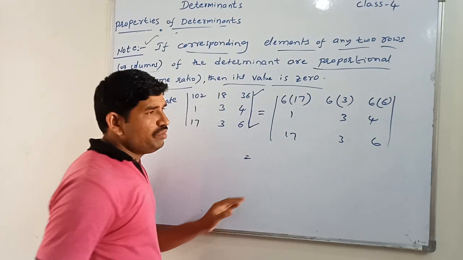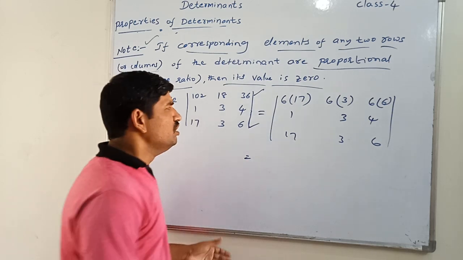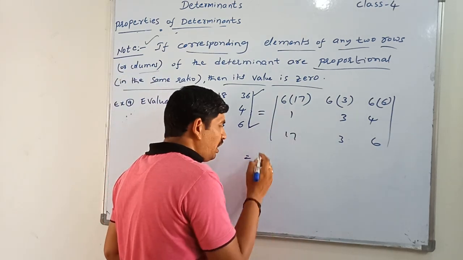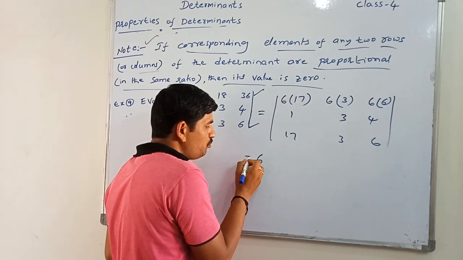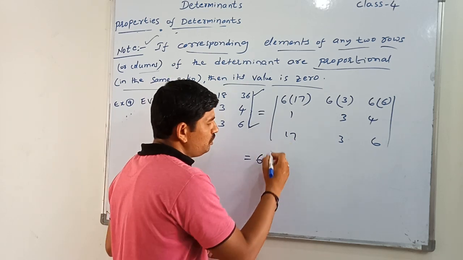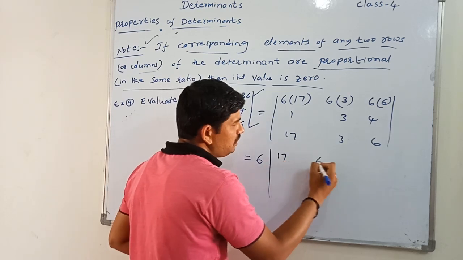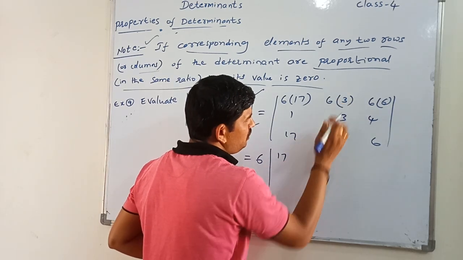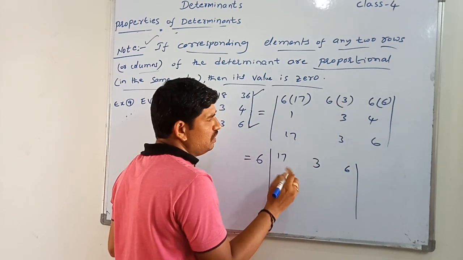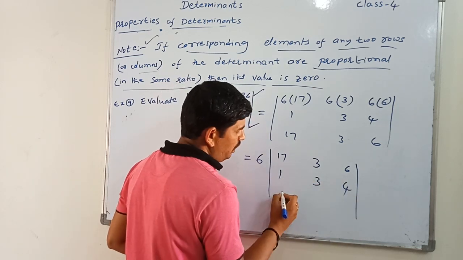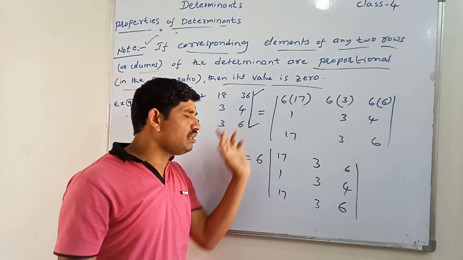Okay. By observing the property number 4, just now we have completed the property number 4. So from this determinant also we can write, by taking the 6 outside from the first row, that is 6 into, that is the fourth property. Yes or no? 6 into, then the left hand part is what? By taking the 6 outside from the first row, then we can write 17 6, 17 3 and 6. We are taking 6 outside, that's why the left out part is 3. Then the remaining 1 3 4 and 17 3 6. Okay, we took 6 outside.